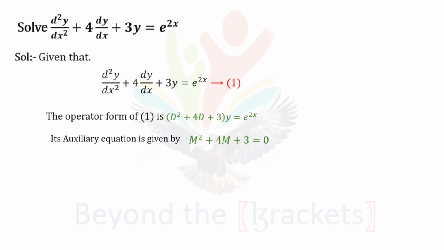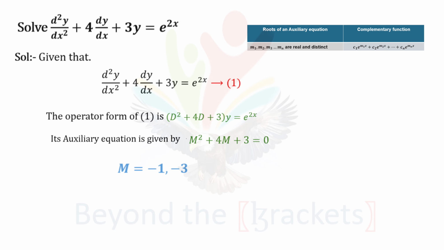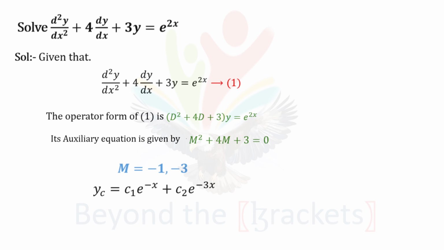Solving this equation, we get the roots as minus 1 and minus 3, which are real and distinct. The complementary function for this is yc is equal to c1 e power minus x plus c2 e power minus 3x. Let's proceed to find the particular integral. To find the particular integral, we write yp as 1 divided by the operator form, that is D square plus 4D plus 3, multiplied by the RHS, that is e power 2x.